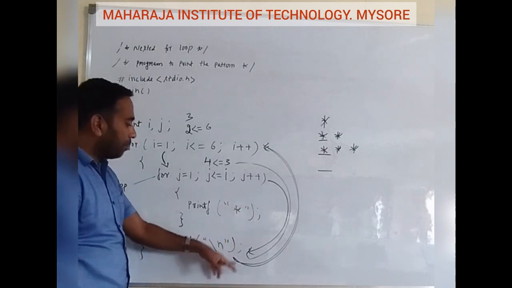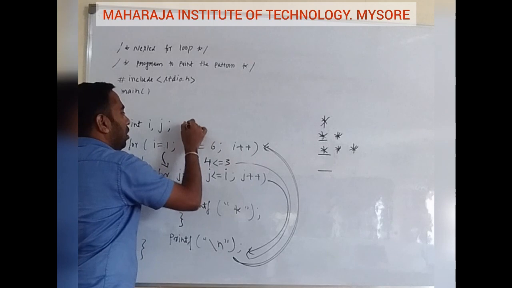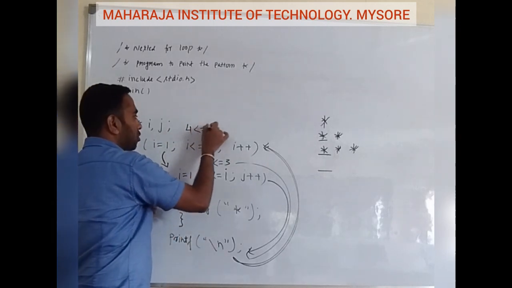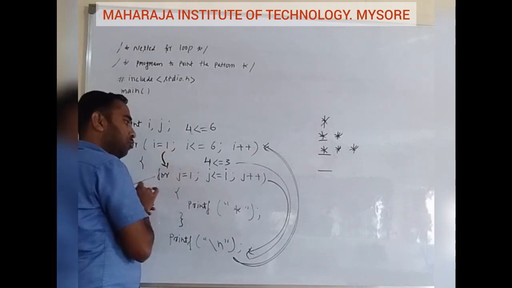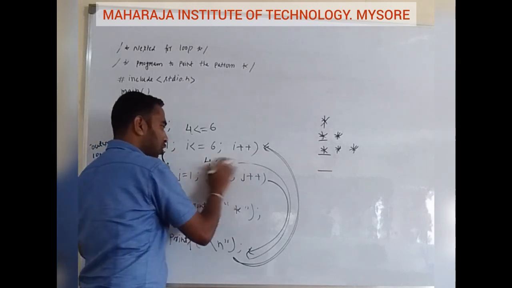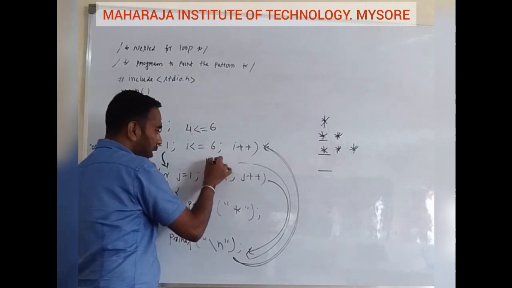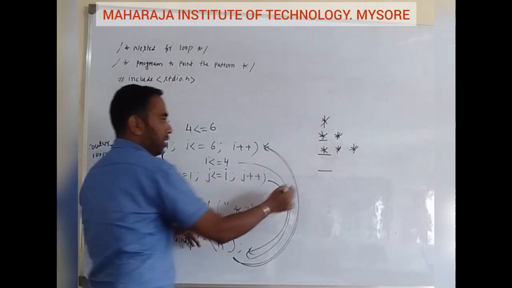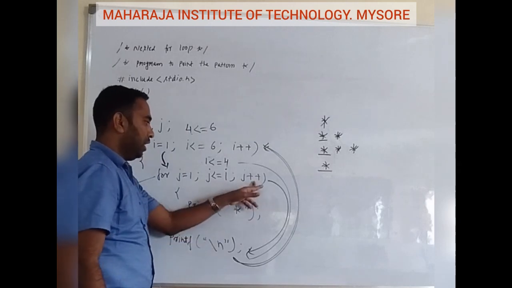Then it will increment i value. i becomes 4. 4 is less than or equal to 6. Yes. The outer loop comes to the inside j loop. Checks the condition. j becomes 1. 1 is less than or equal to 4. Yes. Print star. Then increment j.